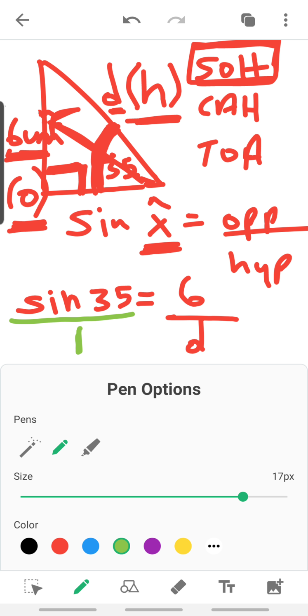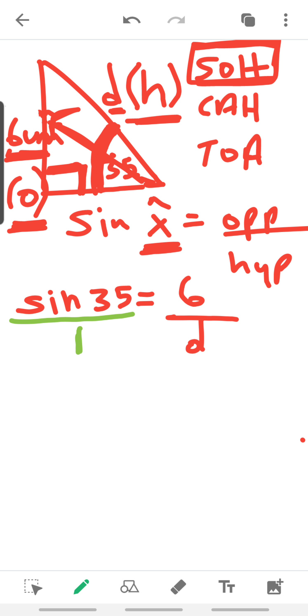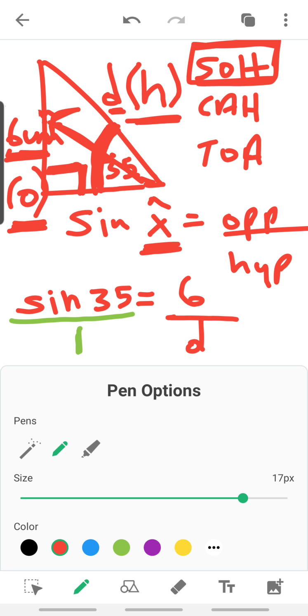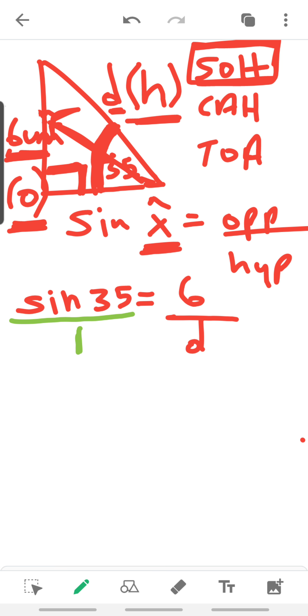So now, as we've all mastered solving algebraic equations, we have two fractions that we want to get rid of. We have two fractions separated by an equal sign. So anytime we have two fractions separated by an equal sign, we're simply going to cross multiply. So we're going to say d times sine 35 is equal to 1 times 6. So once again, now I know this is going to look a bit different, but it's not difficult, okay?